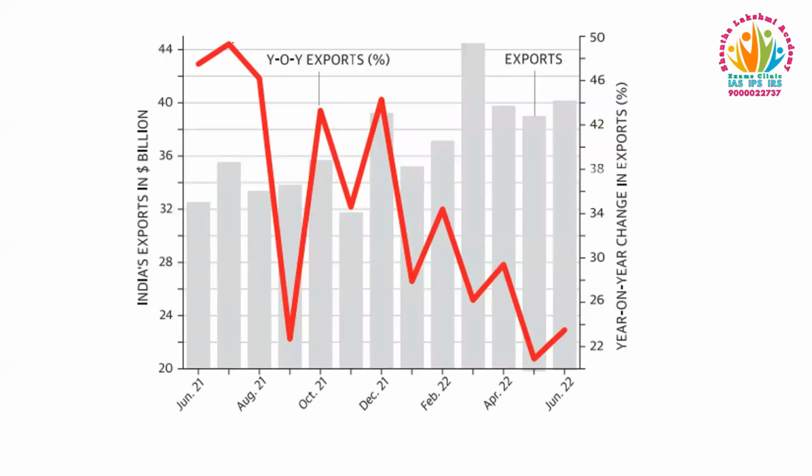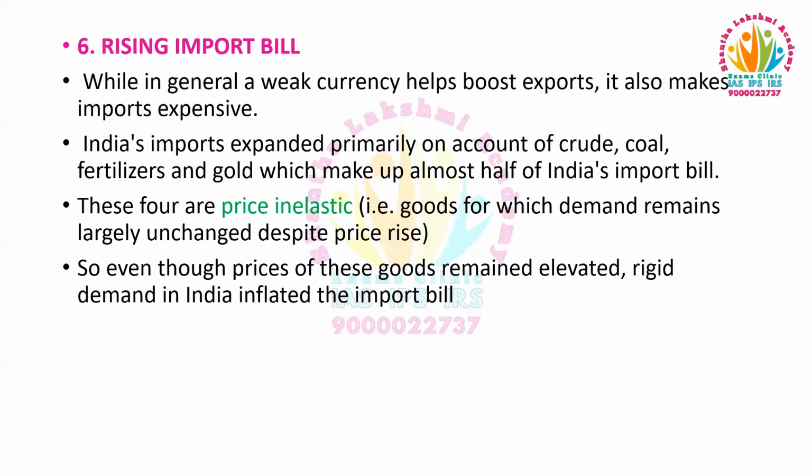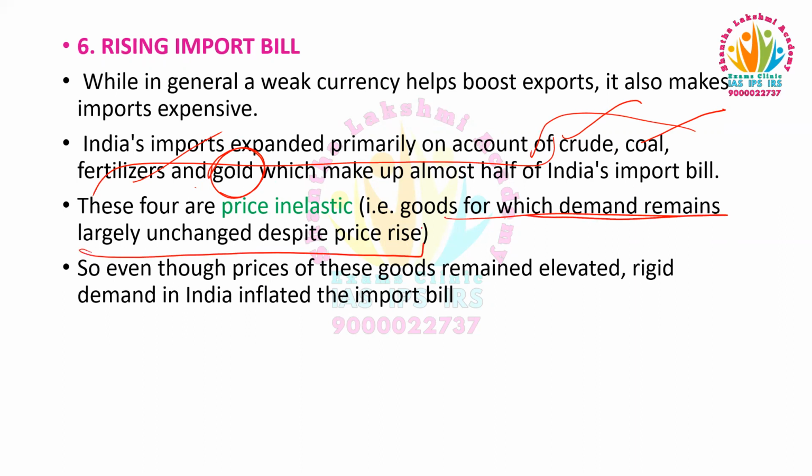So this is the percentage of exports. Year on year, the export percentage is decreasing. And there is a rising import bill. India is basically dependent on imports for crude, coal, fertilizers, and gold, right? These are inelastic goods, which means goods for which demand remains largely unchanged despite the price rise. The crude oil price is rising, but the demand is also rising with respect to the price.